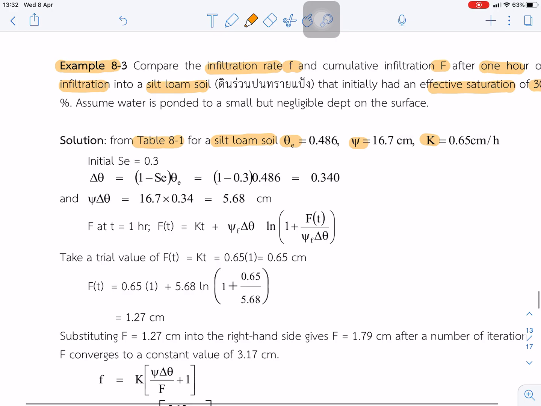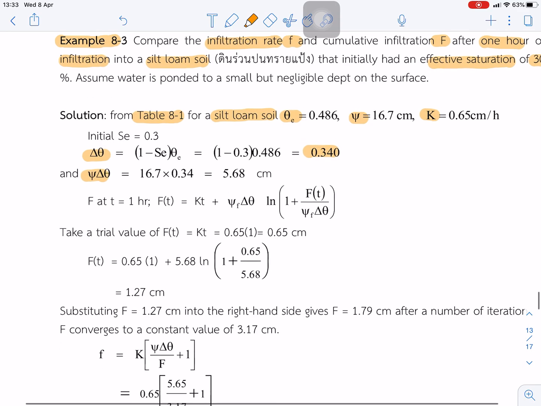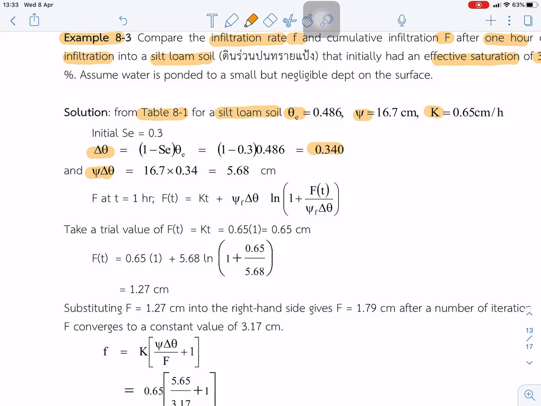And next, we find the change of moisture. We got 0.34 multiplied by the difference, one subtract Se, and to find psi times delta theta. For this equation, we have to consider capital F on the left and right hand side. So that's possible to solve this equation.